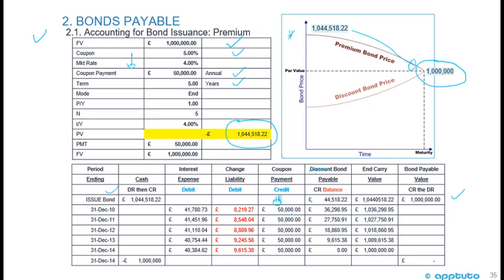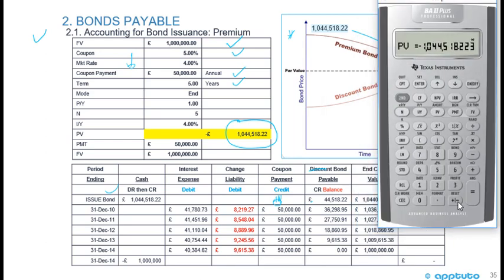Credit my coupon payment, £50,000. But what about my interest expense? Remember that we said our interest expense is based on the carrying value times the market interest rate. So if I bring up my calculator here and I make that a positive and multiply that by 4%, we can see that the interest expense in the first year is $41,780.72, which I've rounded to 728.